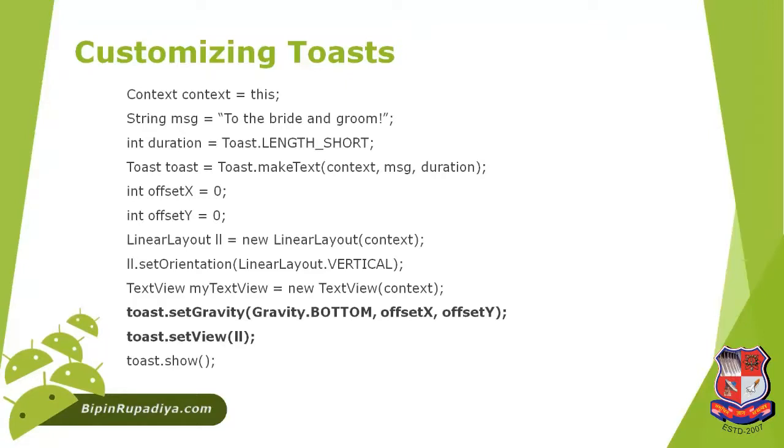You just see what margin you want to specify. Say I want to display my message on top of the screen, but from top x and top y, how much distance should be there? That you can specify in x and y. That is the offset. Another property that we are setting is toast.setView.